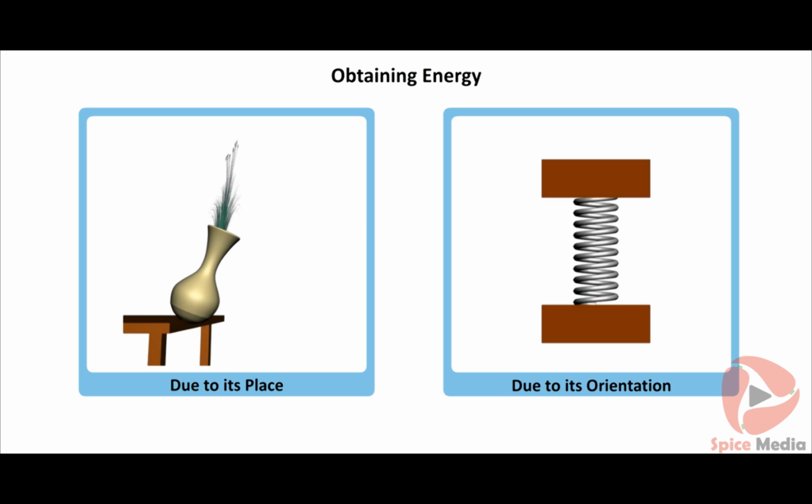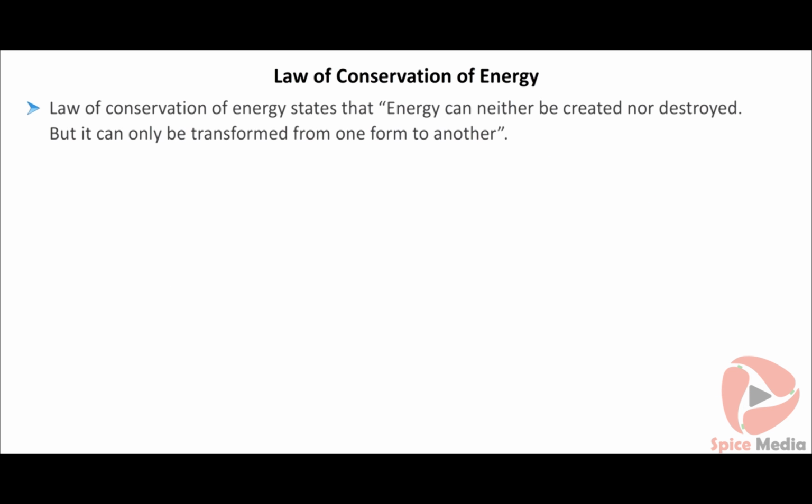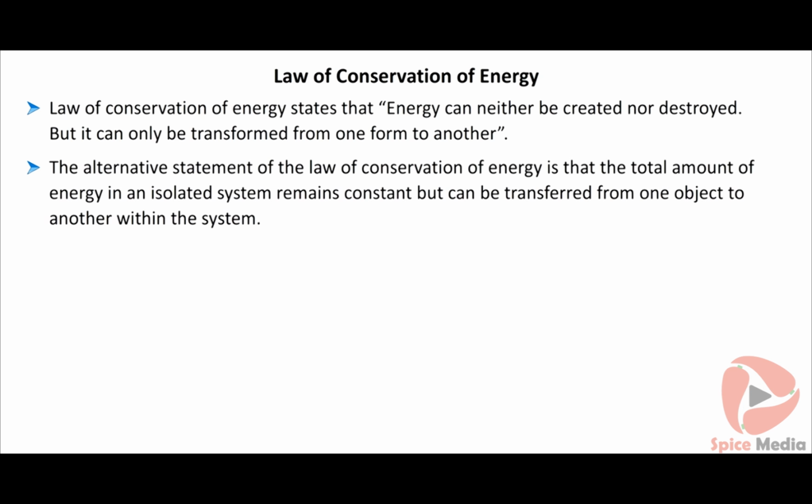Let us try to understand the two ways of obtaining energy in detail. Energy can be obtained through energy conversion. This is based on the law of conservation of energy, which states that energy can neither be created nor destroyed, but it can only be transformed from one form to another. The alternative statement of the law of conservation of energy is that the total amount of energy in an isolated system remains constant but can be transferred from one object to another within the system. Here, system refers to the object of our study.